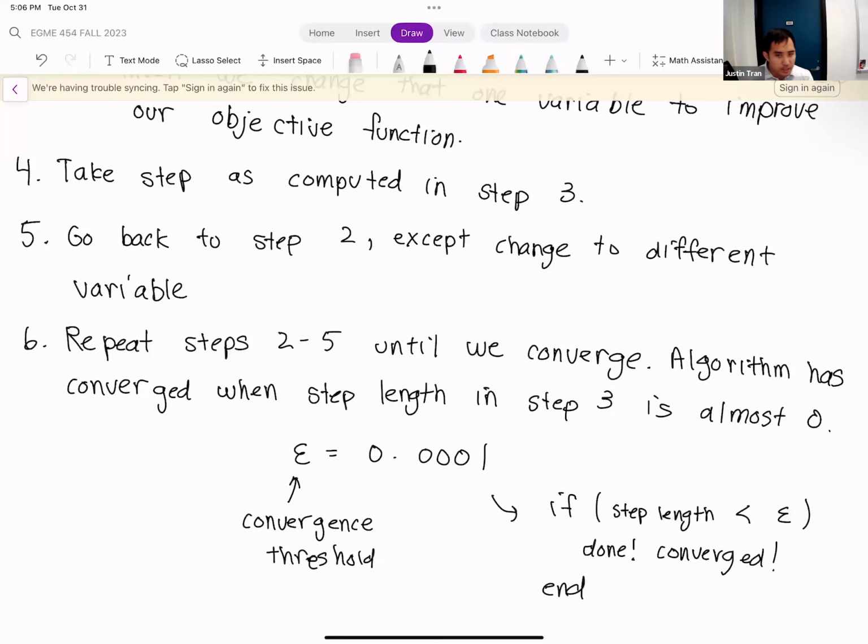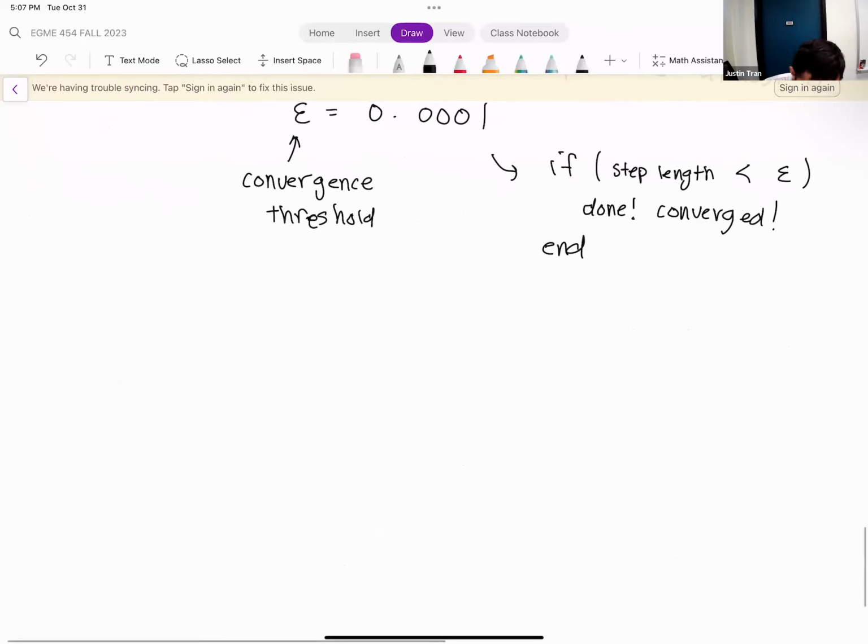All right, and so you're going to see that in the code as well. Okay, so we need to check for convergence. Any questions on this before we jump into an example? Okay. All right, so let's do an example. So actually, this example is the same example that we did before, except we're going to solve it using coordinate search.